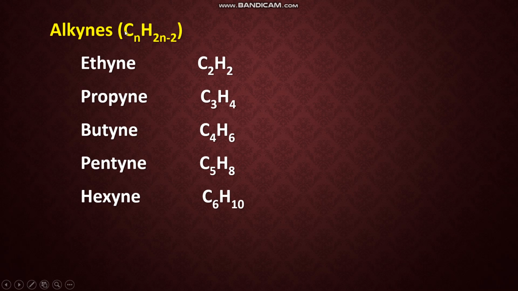The same for alkynes also. The general formula is CnH2n-2. So we can write the first member C2H2 ethyne, then C3H4 propyne, C4H6 butyne, C5H8 pentyne, C6H10 hexyne. Here also all these members can be represented by the same general formula. They show similar chemical properties and regular gradation in their physical properties, so these can also be considered a homologous series.